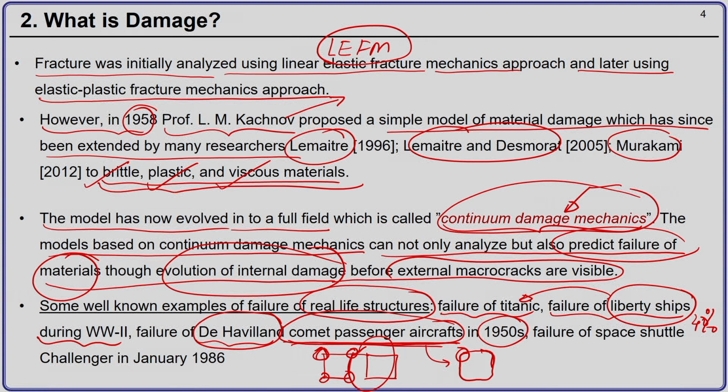Okay. Also, another famous example is the failure of Space Shuttle Challenger in January 1986, because of the failure of the rubber of the O-rings which are there in the rocket. The O-rings are made of rubber, and there are two sets of O-rings which are there to prevent the leakage of fuel from the booster of the rocket.